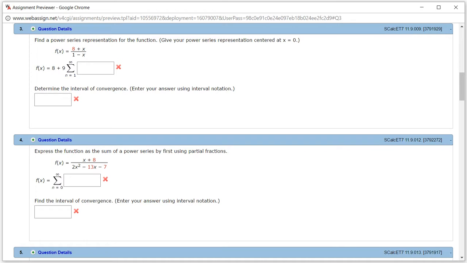All right, let's look at homework 11.9, problem number 3. We want to find the power series representation for this given function. All right, so let's do that.